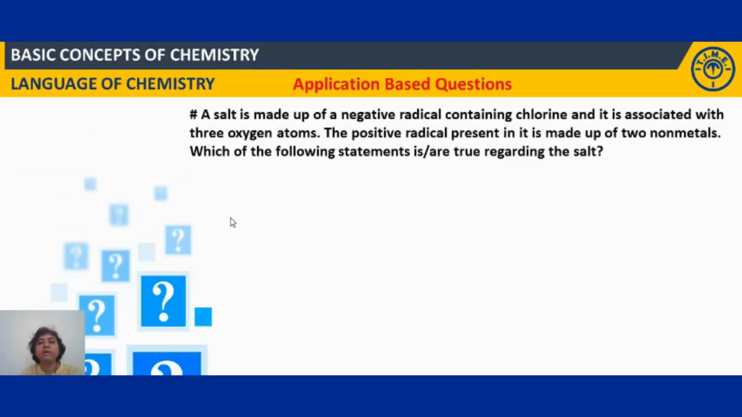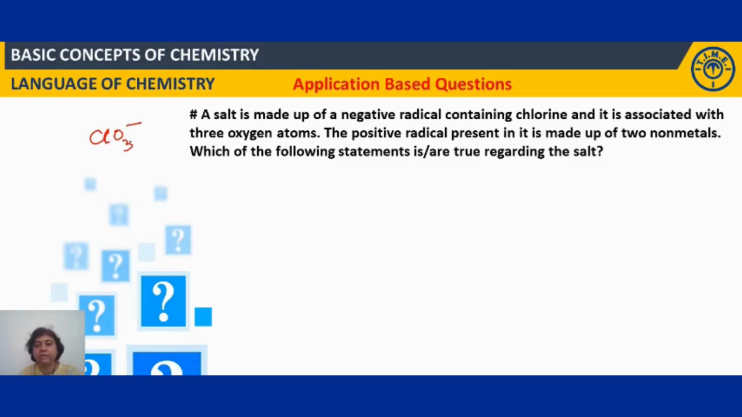A salt is made up of a negative radical containing chlorine associated with 3 oxygen atoms. So we can easily identify the negative radical because we have already discussed it in the previous question. So get ready with your answer. The negative radical present in it is ClO3 minus, that means chlorate.